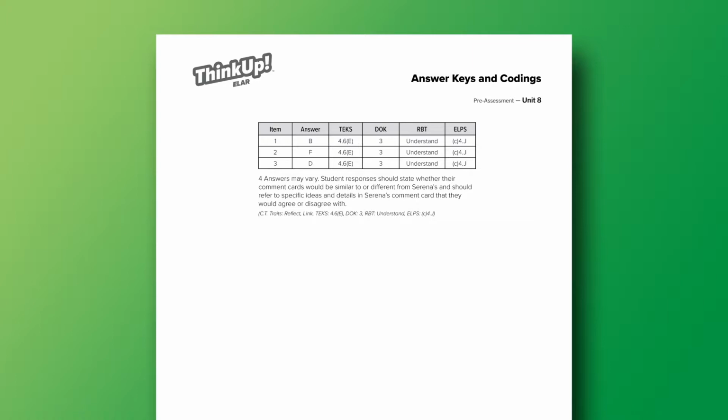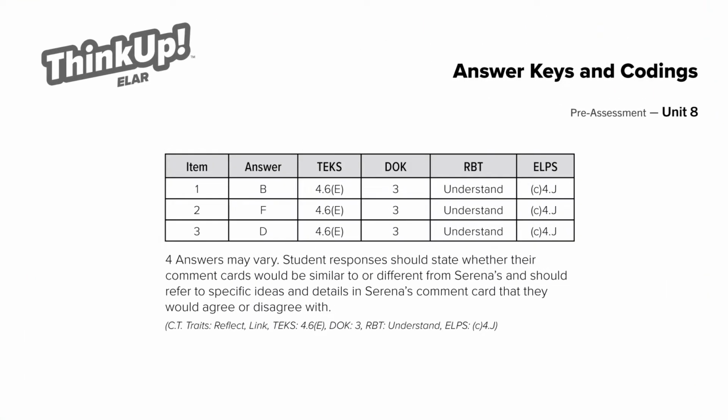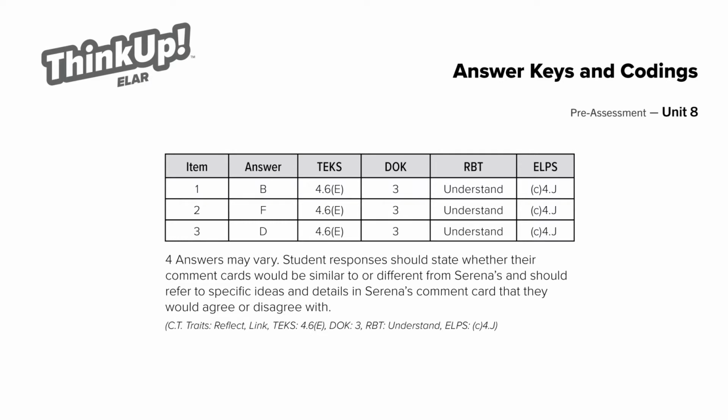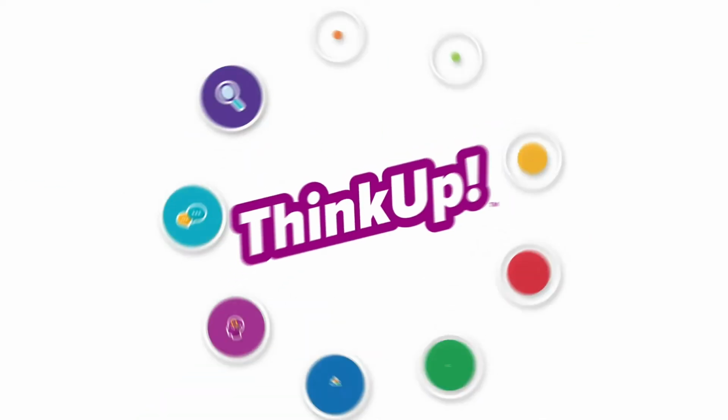The answer grid codes each student response item, not only for the TEKS and ELPs, but also identifies depth of knowledge and revised Bloom's taxonomy levels. Each pre-assessment includes both selected response as well as constructed response items.